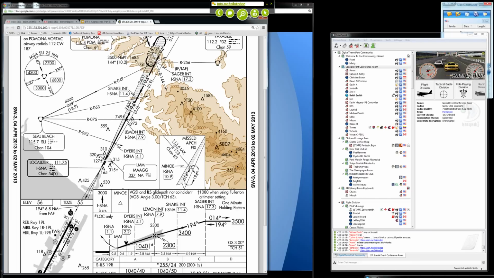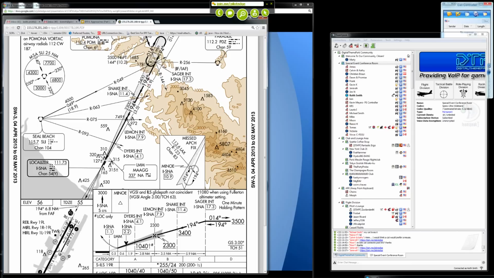And at this point, we are using the localizer to navigate towards the airport. We're not yet using any glide slope indication. That won't be happening until we get to the final approach segment. So we're continuing to Snake.